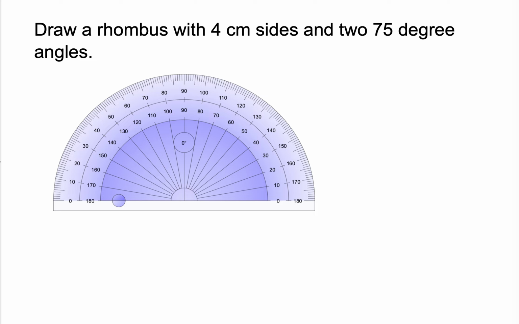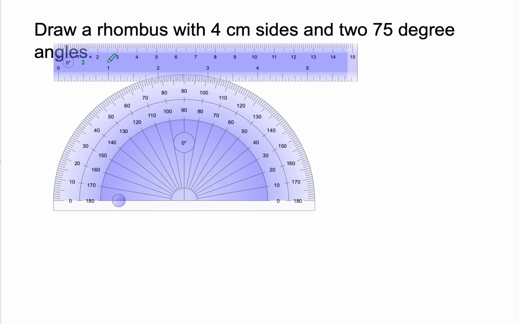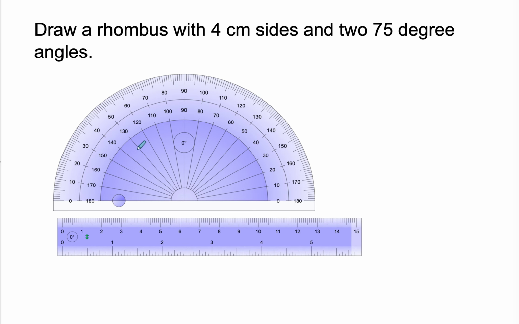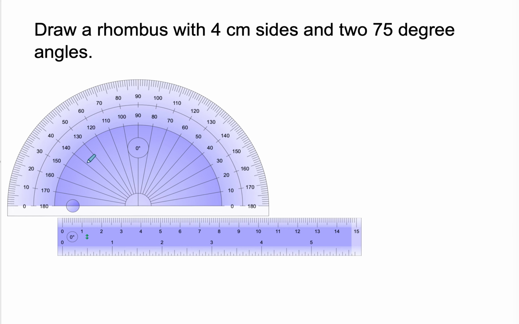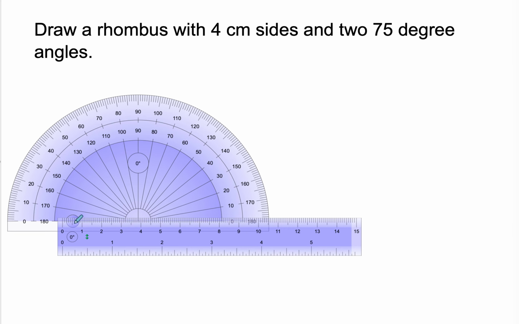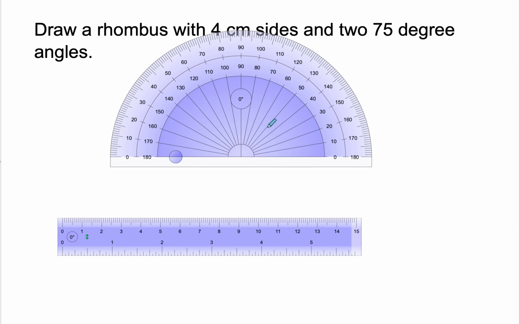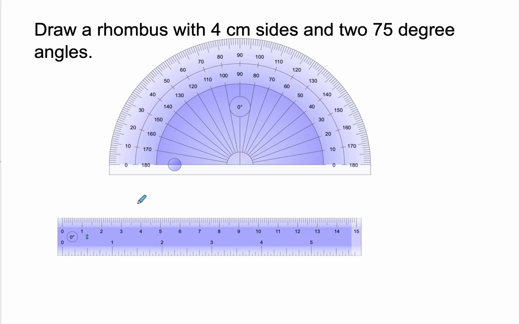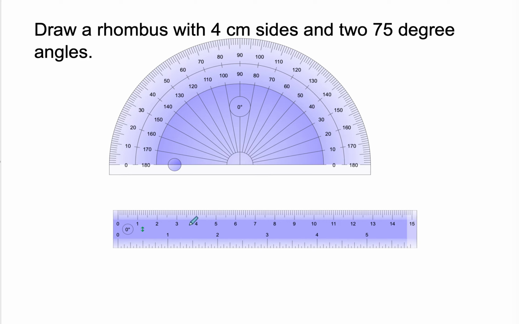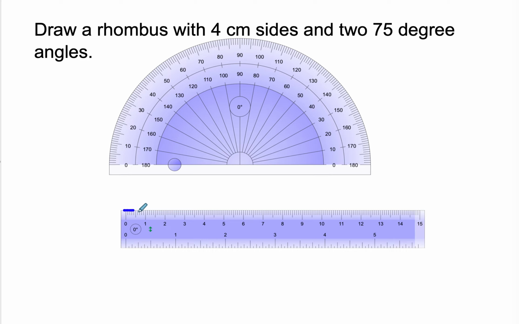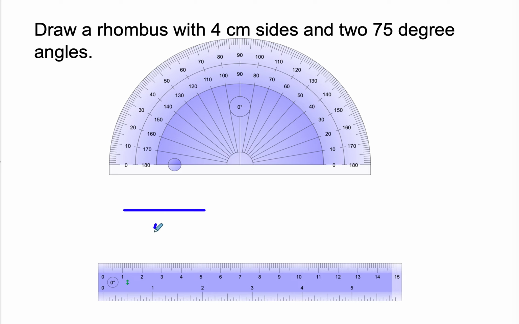Okay, rhombus with 4 centimeter side and 2 75-degree angles. Go ahead and pause the video. Try this one on your own. All right, let's go ahead and do this. So on your protractor, centimeters are going to be the side that's on the inside here, the ones with the numbers closer together. Okay, it says 4 centimeter side, so I need to draw a 4 centimeter side. I need to label it 4 centimeters.